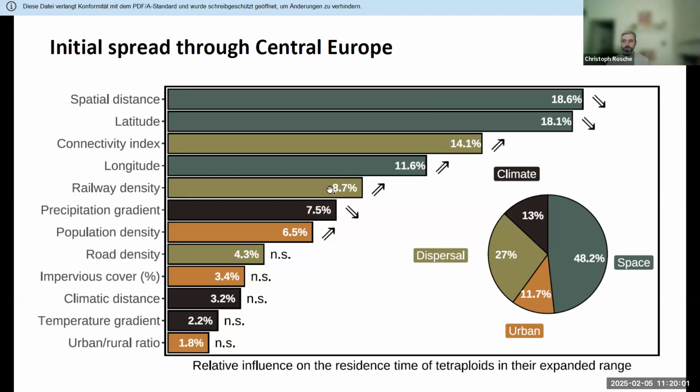And here you see the relative contribution of different predictor variables as individual bar plots, or summed up to 4 different categories in the pie chart, including spatial data in dark green, climatic data in black, anthropogenic factors related to dispersal in olive, and to urbanization in orange. Without going too much into the detail, the factor space was obviously the most important one for the initial spread. I will now highlight the 3 most important variables.